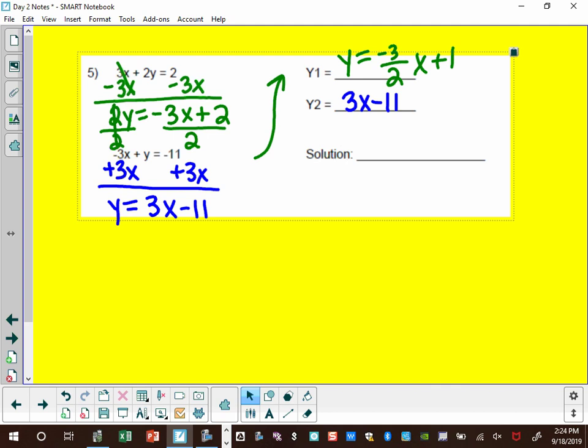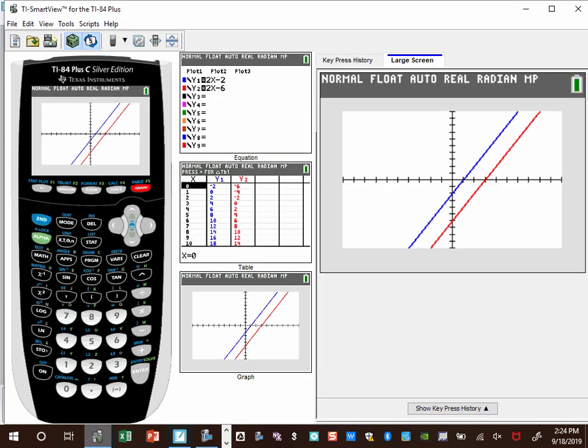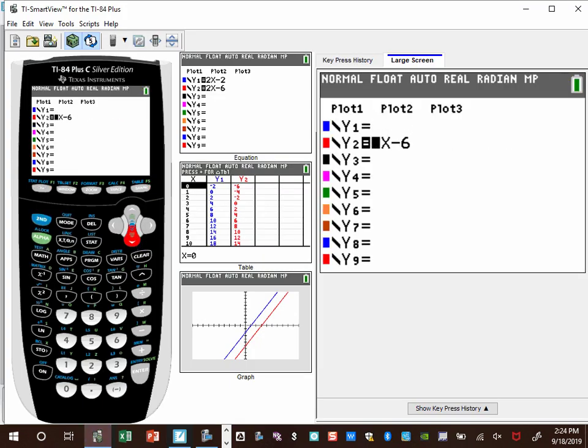All right, so let's go to our calculators. We're going to type this in, go to y equals, clear everything out. My first one is negative 3 divided by 2, x plus 1. Notice how I put my fraction in parentheses. If I go down to my y2, I have 3x minus 11. Is anyone having trouble putting this into the calculator? All right, once you have that, let's hit graph.